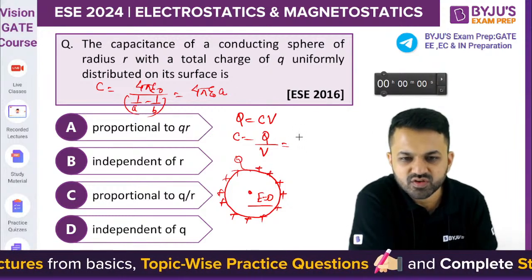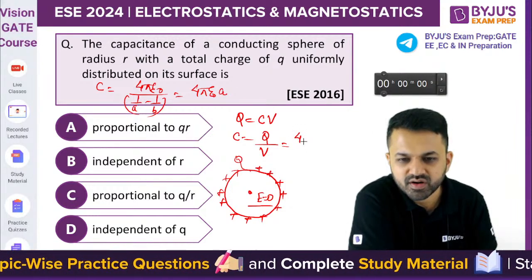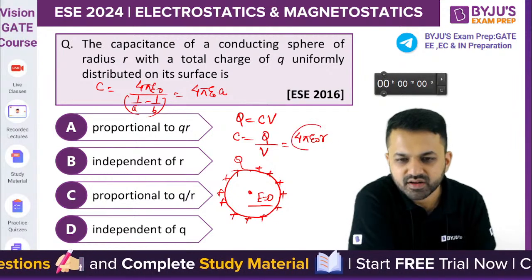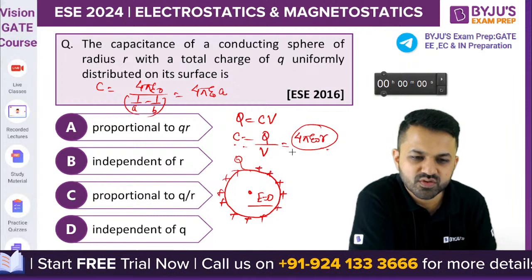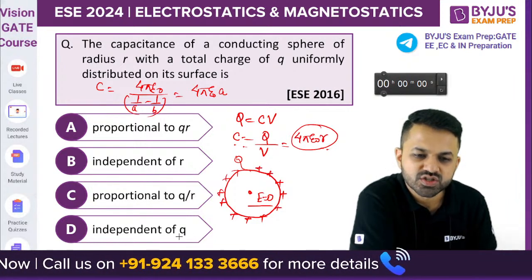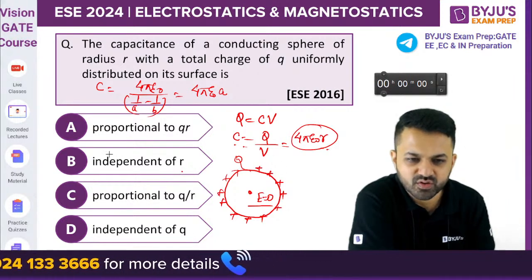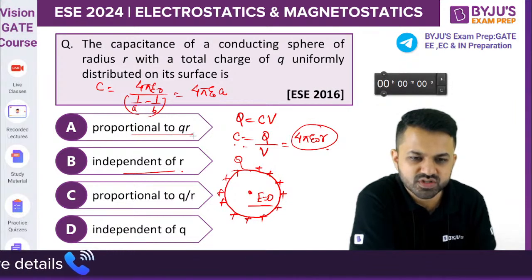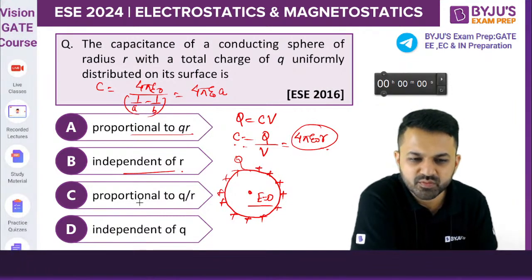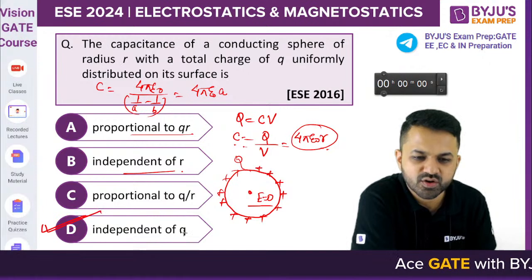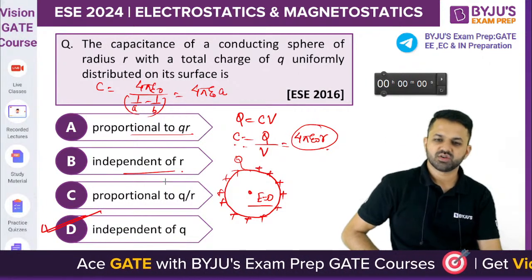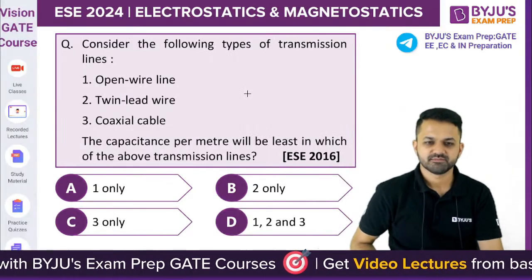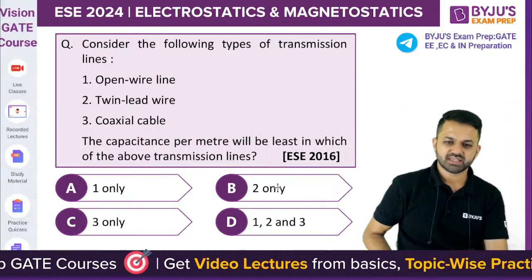So C is equal to 4 pi epsilon naught R. Here the capacitance is directly proportional to R. It is independent of the charge Q. It is not proportional to Q by R. It is independent of the charge Q. Answer is D. Now, answer this one.